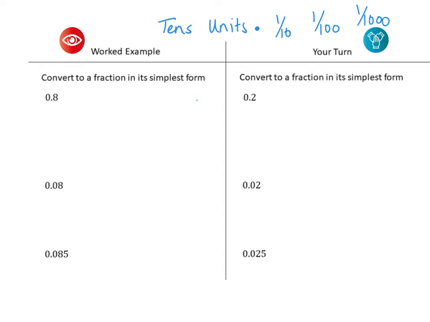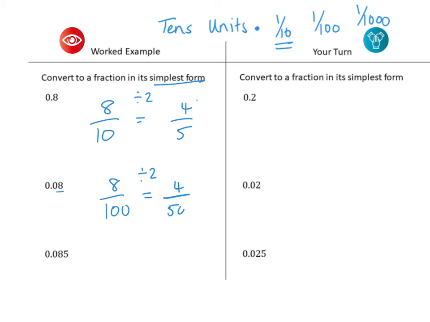So we know that the 0.8 is going to be in the tenths column, so we're going to have 8 over 10, and then ideally we want to simplify it so we can divide both those by 2 to get 4 over 5. So the place value's changed now, so it's over 100. Again, we can cancel that down by dividing it by 2 to get 4 over 50. We can divide it by 2 again to get 2 over 25.